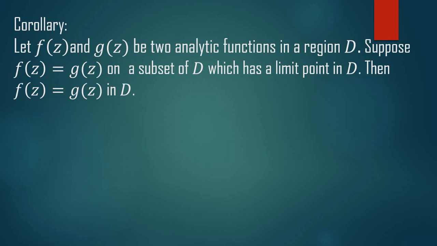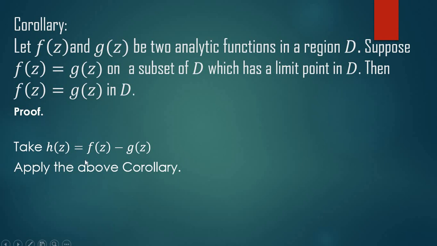Next corollary: let f(z) and g(z) be two analytic functions in a region D. Suppose f(z) equal to g(z) on a subset of D which has a limit point in D, then f(z) is equal to g(z) in D. For proving this, we just take h(z) equal to f(z) minus g(z) and apply the above corollary for this function. We get f(z) minus g(z) is equal to 0 in D. So f(z) is equal to g(z) in D. Hence we proved this corollary also. Thank you.